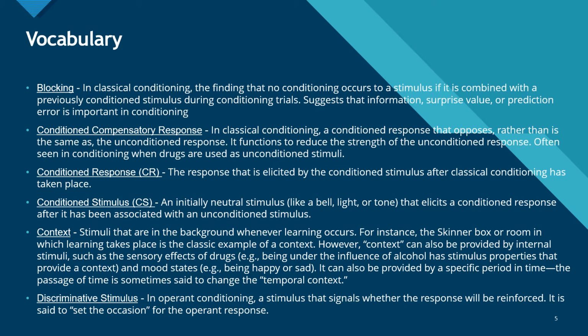Here we're going to go over some vocabulary in a little detail, but you can refer back to these slides for the full definitions. So blocking in classical conditioning is finding that no conditioning occurs to a stimulus, so that previous conditioning is void, basically. A conditioned compensatory response is also in classical conditioning, a conditioned response that opposes rather than is the same as the unconditioned response. This function reduces the strength of the unconditioned response.